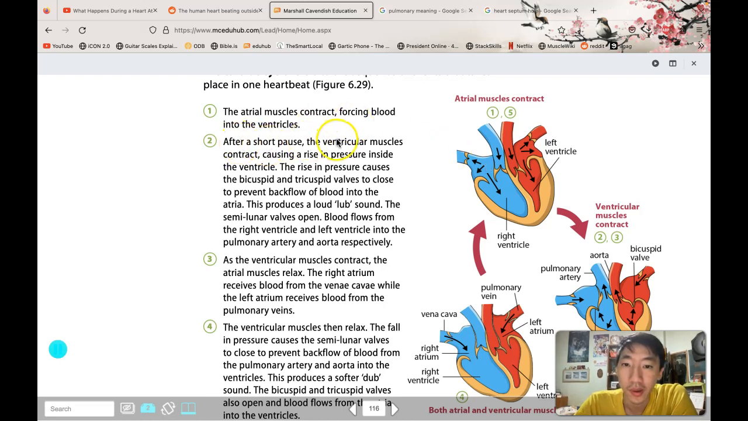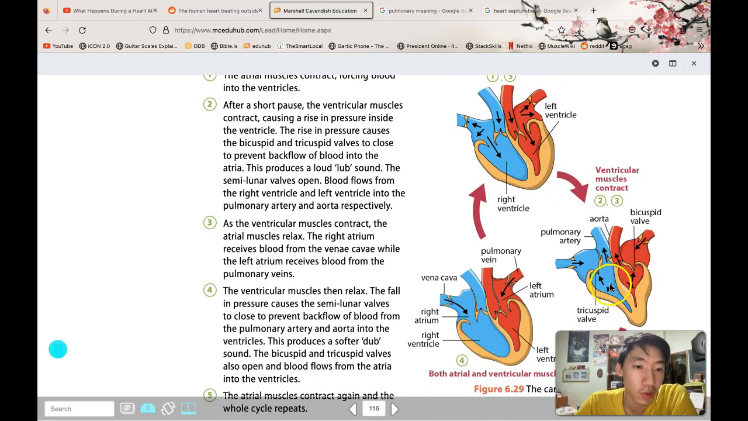After a short pause, the ventricular muscles will contract and cause a rise in pressure inside the ventricles. The rise in pressure causes the bicuspid and tricuspid valves to close and prevent backflow of blood into the atria. This produces a loud "lub" sound. The semilunar valves open. Blood flows from the right ventricle and left ventricle into the pulmonary artery and aorta respectively. So in step 1, the blood from both the atria will go down, and in step 2, blood from both the ventricles will go up.